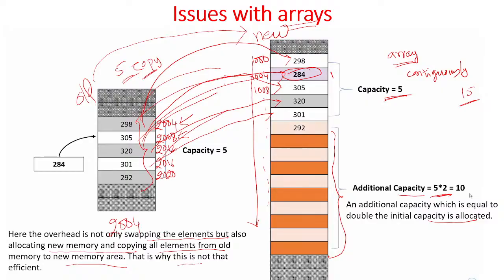That is why this is not the efficient method. Using arrays when you have large data is not considered to be efficient. Just for inserting one element, you can assume how much work it is doing internally. That is the overhead on the program.